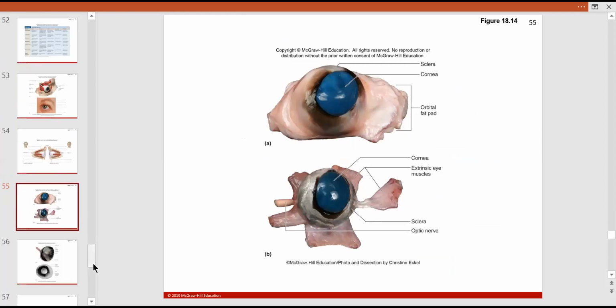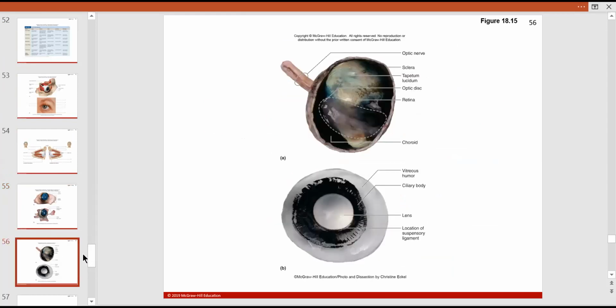And here's the dissection. Now here's the eye. Of course, everything looks crazy now when you're looking at a sheep eye or a cow eye. You can see this is the cornea, because the lens is behind that. Now this is what the lens looks like. So here's the optic nerve.